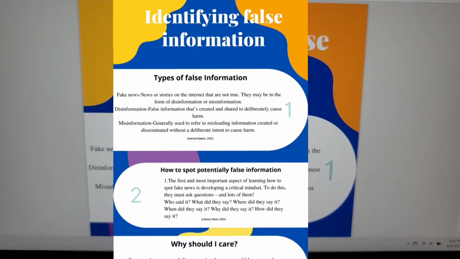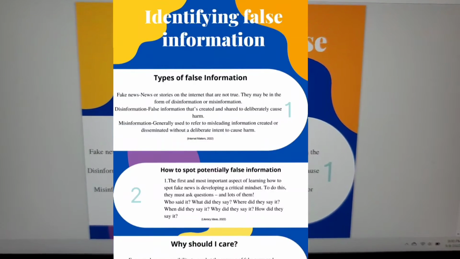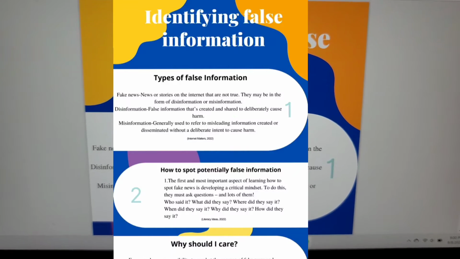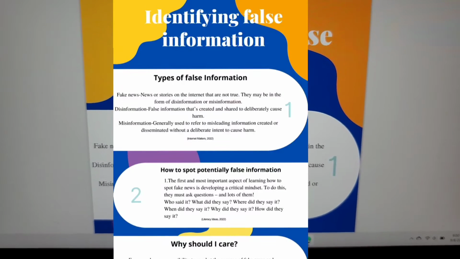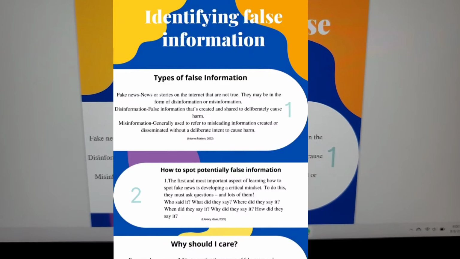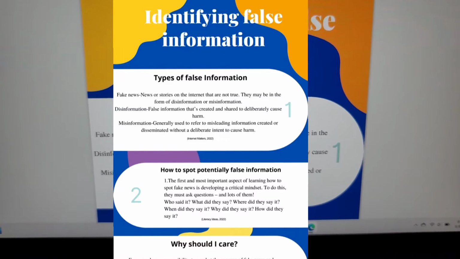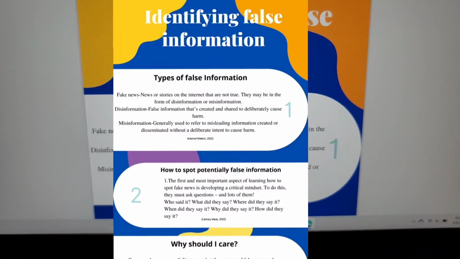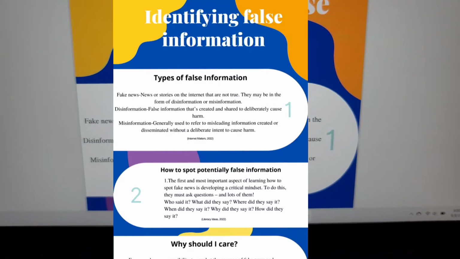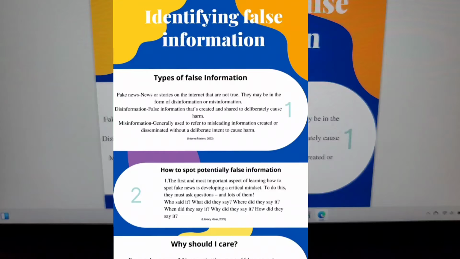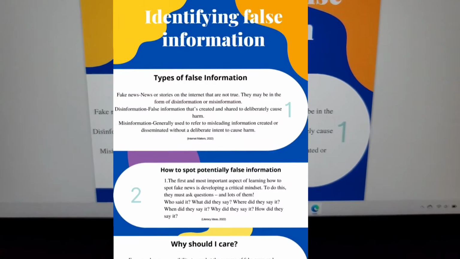So, the first thing I want to talk about are the types of false information. The first one would be fake news. So, these are news or stories on the internet that are not true. They might be in the form of disinformation or misinformation, meaning intentionally or unintentionally incorrect.